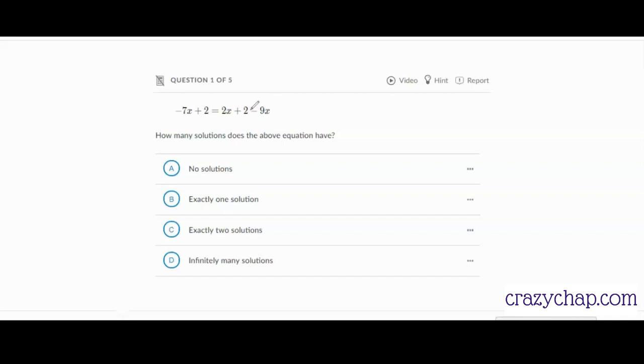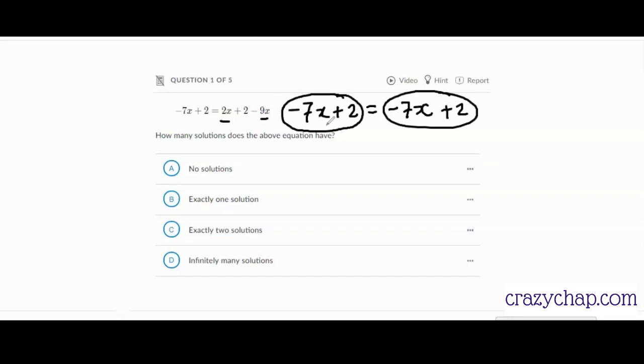So what we are getting is that the left hand side and the right hand side are the same thing. What does this mean? It means that whatever value of x you put in, both sides will always be equal. Correct? So my answer should be infinitely many solutions. Hope it makes sense.